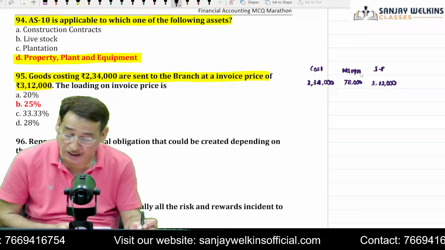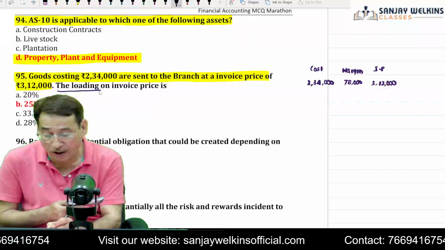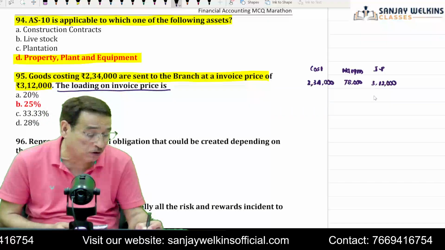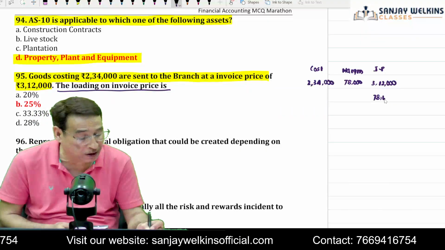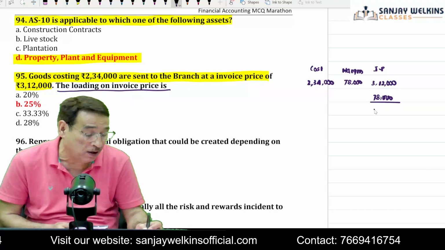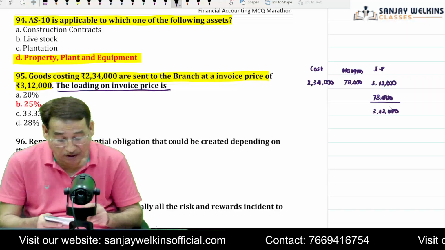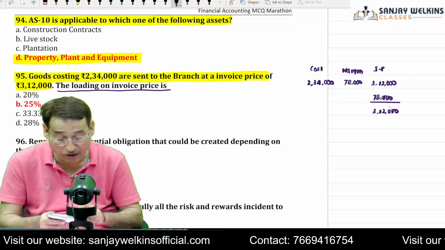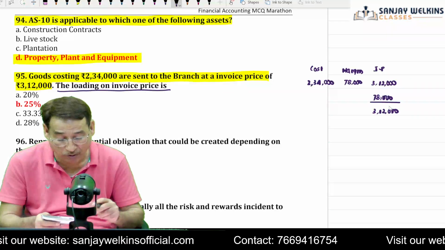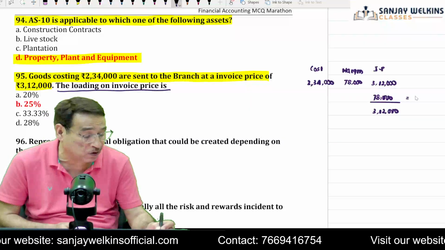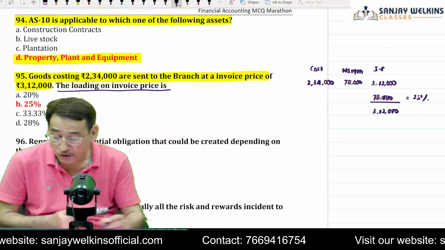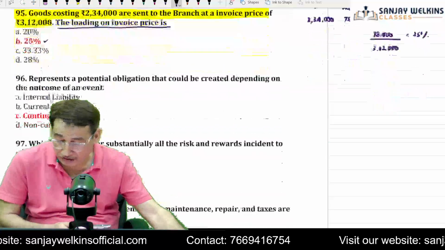Now, the question is asking us the loading on invoice price. So, in order to compute the loading, 78,000, first of all, you write the margin. Then below you write the invoice price and multiply it with 100. So 78 divided by 312 into 100, that comes to 25%. You are right, it is 25%. So 25% will be your correct answer.